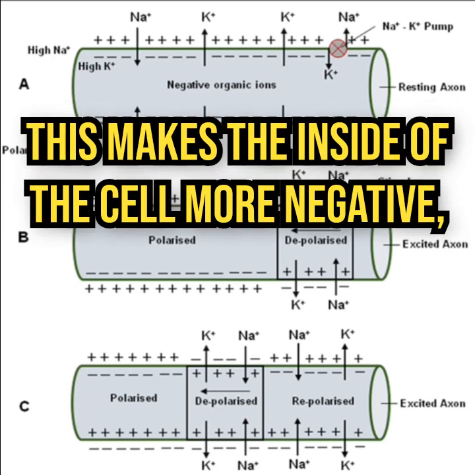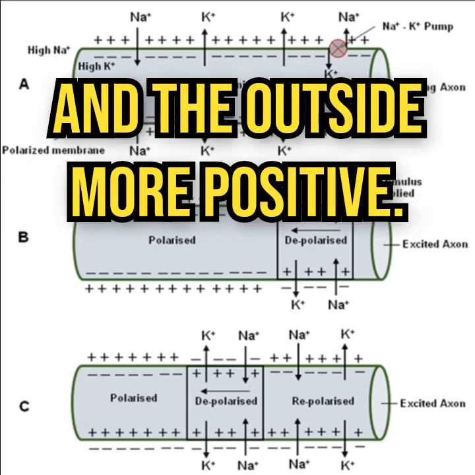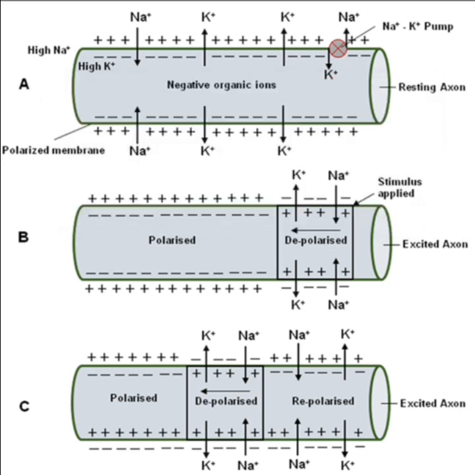This makes the inside of the cell more negative and the outside more positive, creating the charge difference, or the membrane potential. The sodium-potassium pump and the leakage channels work together to maintain the charge difference at a stable level, which is essential for generating action potentials when the neuron is stimulated. An action potential can travel along the axon of a neuron and reach the synaptic terminal by the following steps.